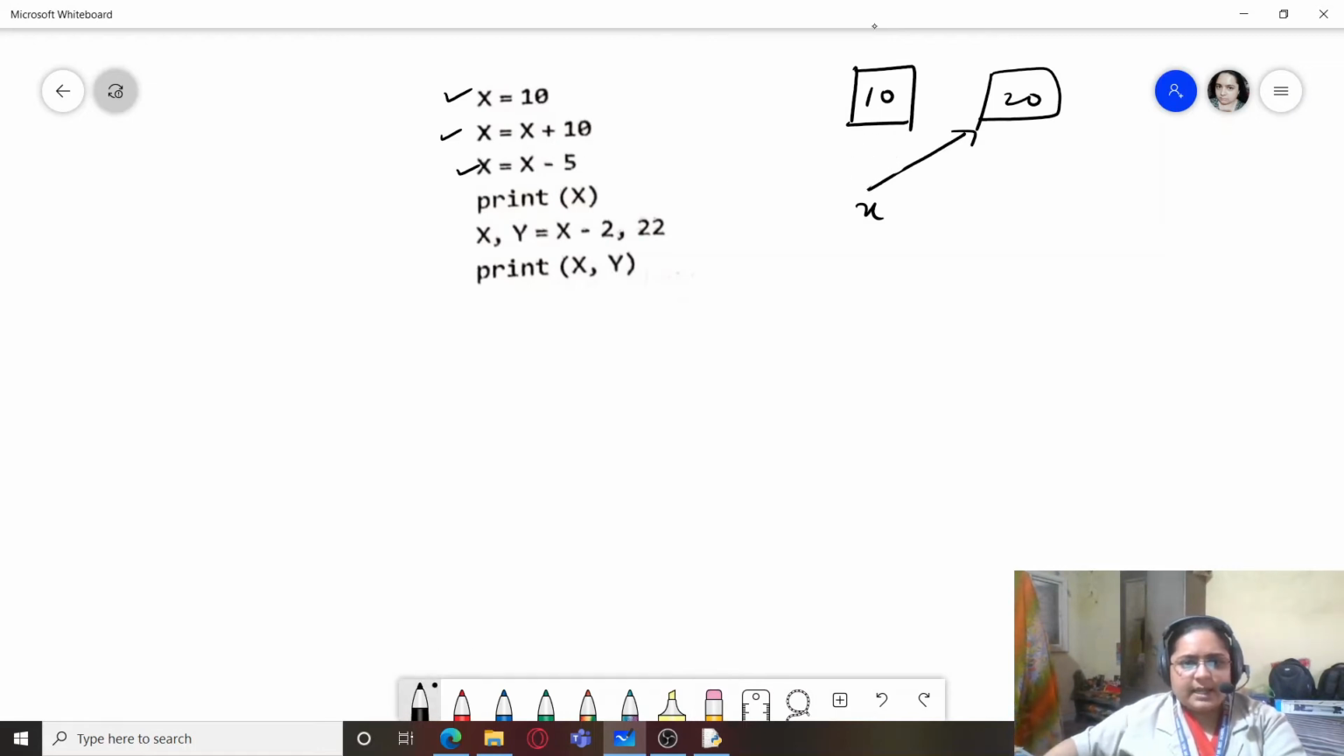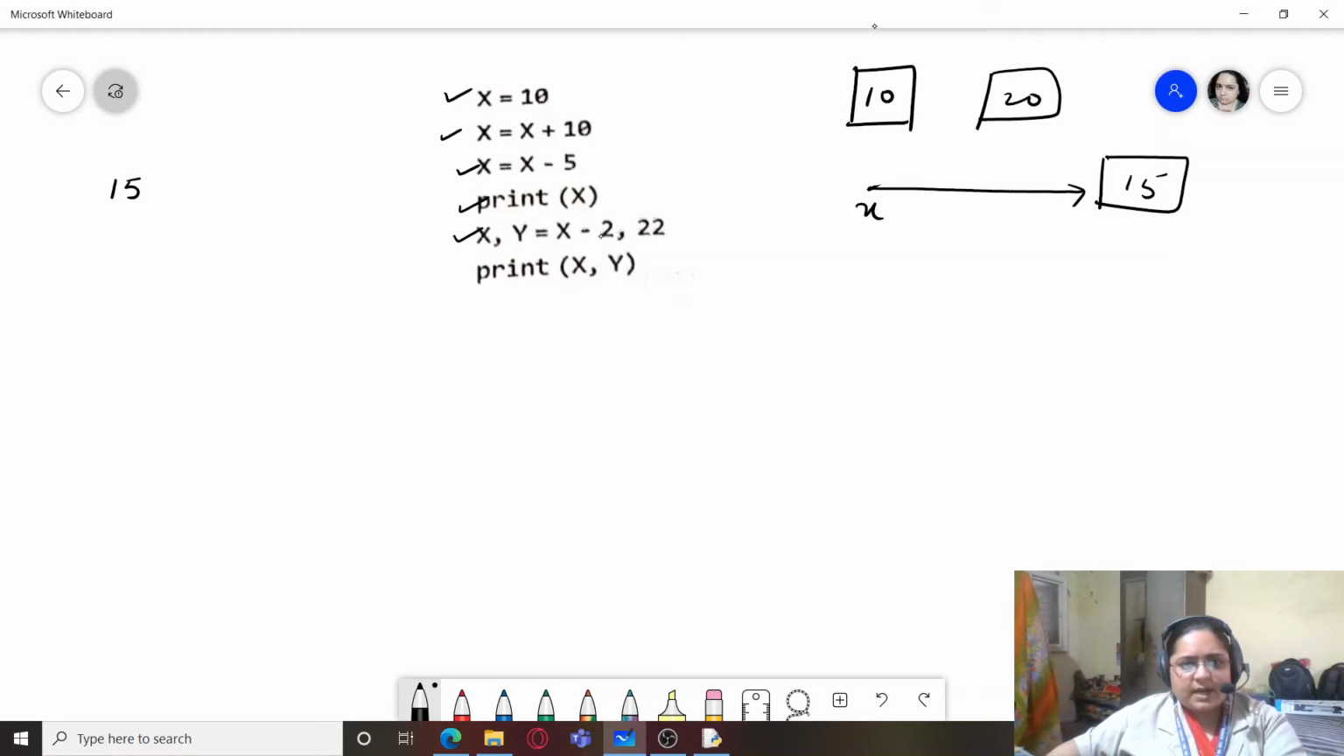Now next is x equals x minus 5. Now x is 20, 20 minus 5 is 15. So somewhere in the memory 15 would be there, x would be pointing to that 15 and again this association will be broken. Print x. So now the value of x will be printed as 15. So this is the output.